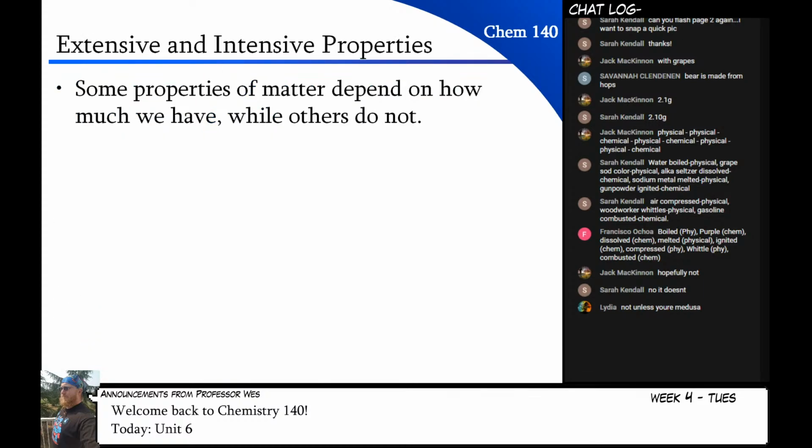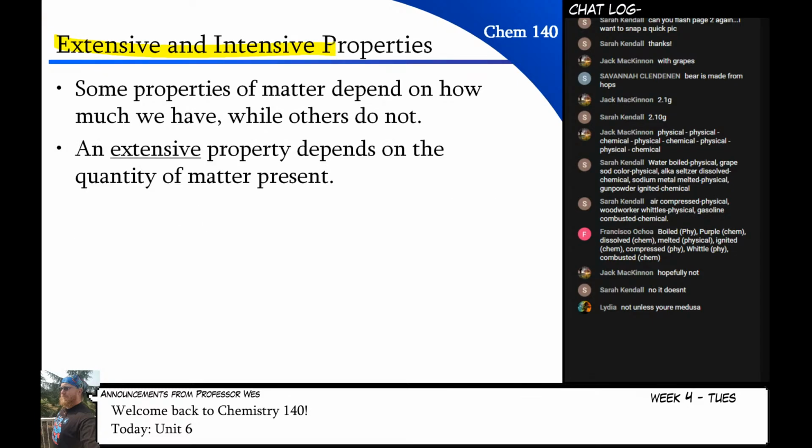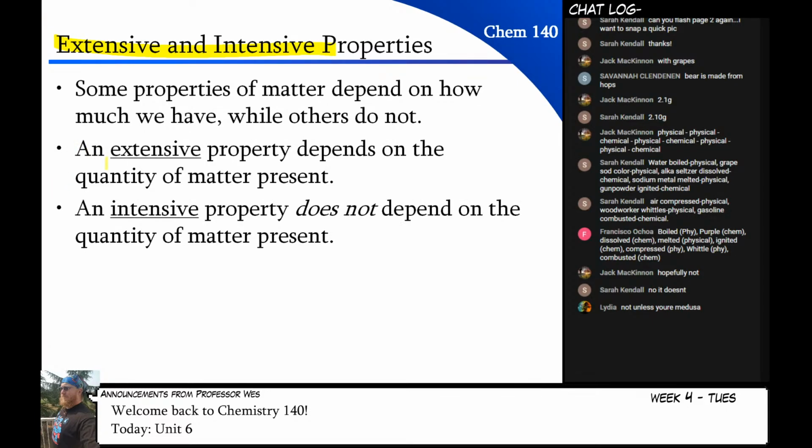And let's talk a little bit about some other properties that we can measure. I'm going to use the terms intensive and extensive to describe certain things in this class. An extensive property asks you how much stuff you have, but an intensive property does not.